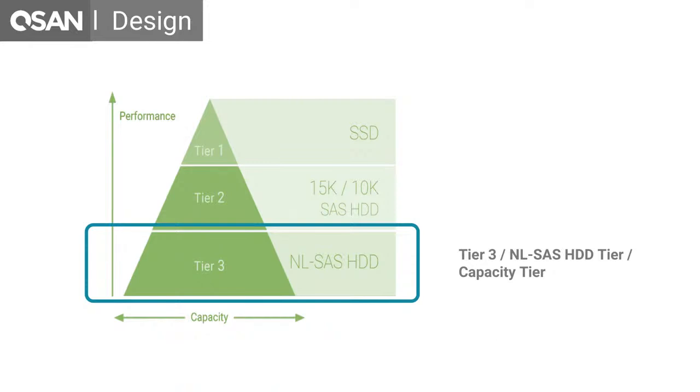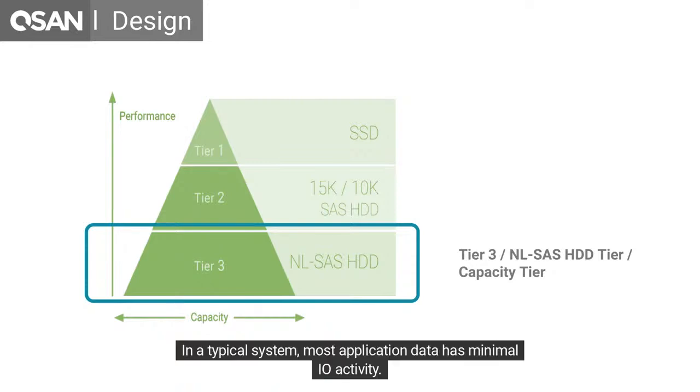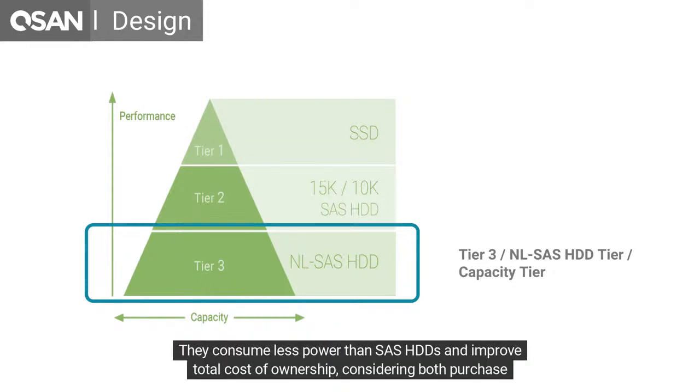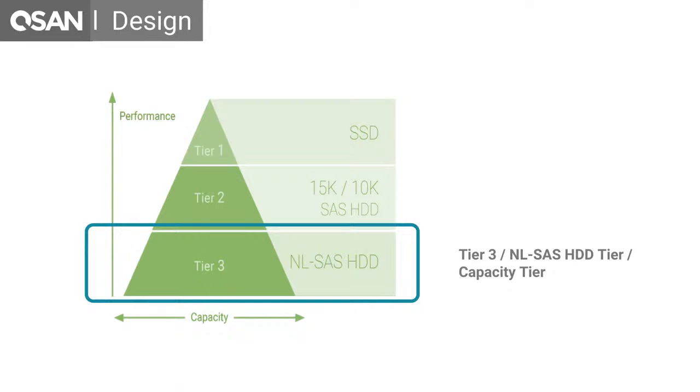In a typical system, most application data has minimal I/O activity. Due to their lower cost per GB, NL SUS HDD are suitable for storing cold data. They consume less power than SAS HDD and improve total cost of ownership, considering both purchase and operational costs.